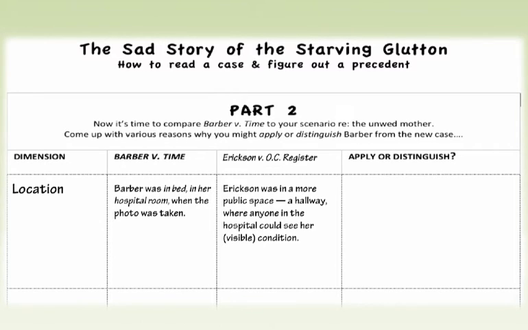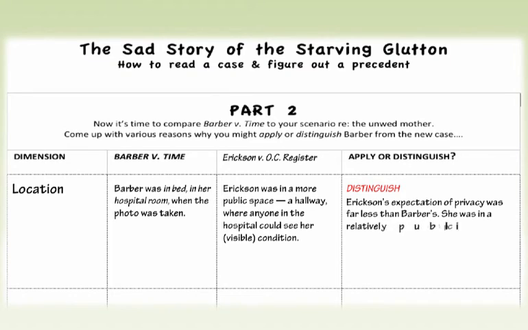So it would totally make sense if you distinguished and argued that Erickson's expectation of privacy, and that's actually going to be a term that you'll learn in the privacy section, her expectation of privacy was far less than Barbara's because she was in a relatively public space. The reality, though, is that if you're in a hospital, we consider your level of privacy or your expectation of privacy to be pretty high, whether you're in a public hallway or in a hospital room.